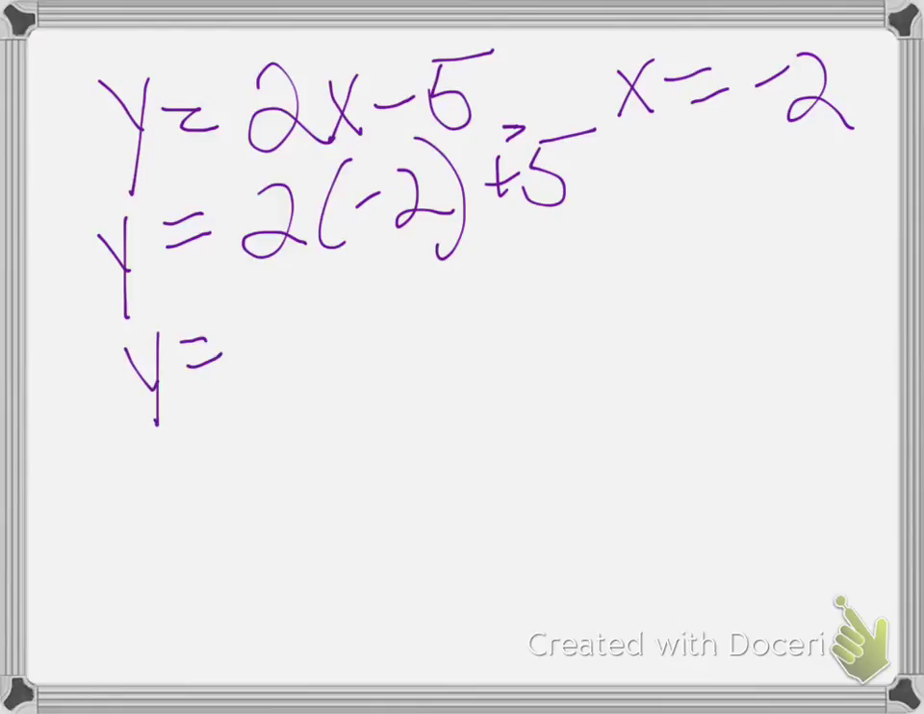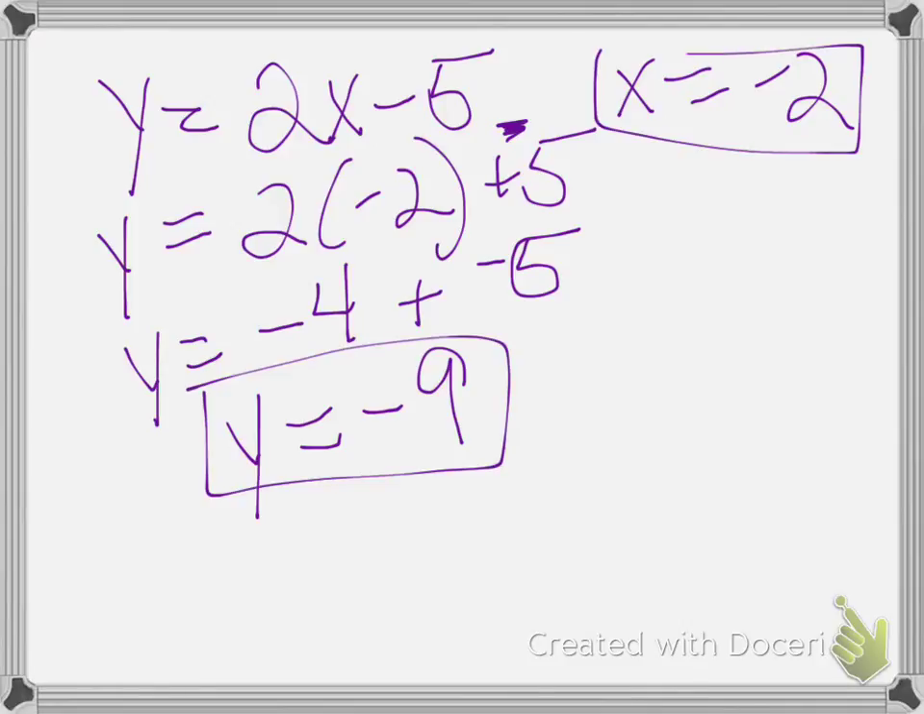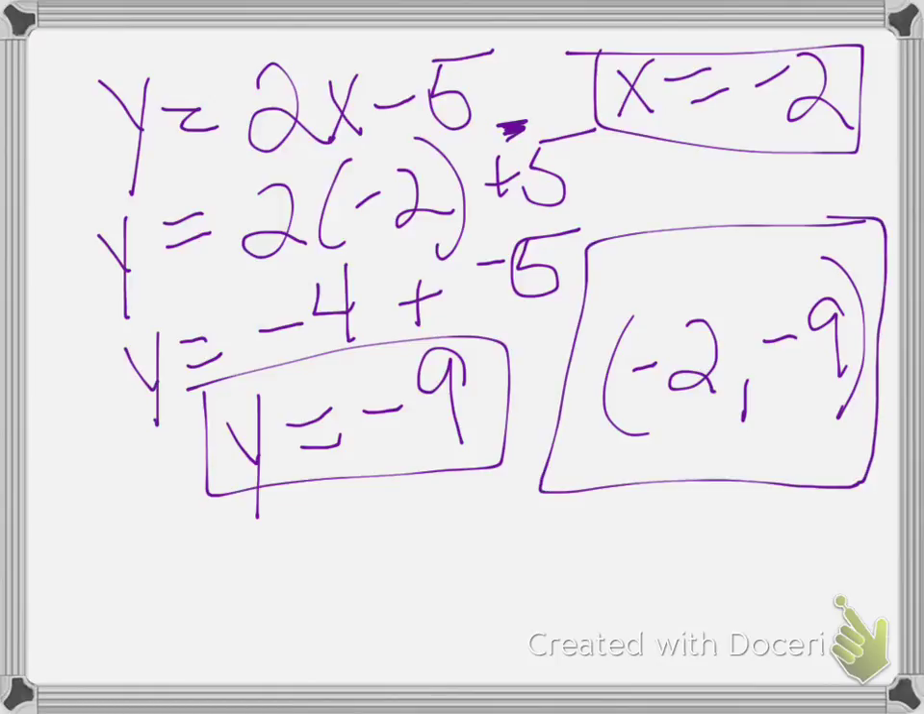Y equals negative 4 plus negative 5. All right, so we now add -4 and -5, and what do we get? -1. Try again. -9. Okay, so now I have a y and I have an x. So the answer to my system of equations is -2, -9. That is my final answer.